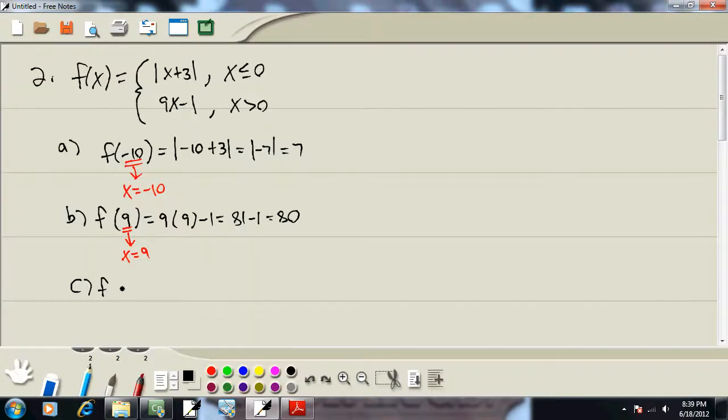And f of 0. Again, the number inside the parentheses is our x, so x is equal to 0. I come up here and see if 0 is less than or equal to 0, or 0 is greater than 0. Well, it's definitely not greater than, it's not less than, but it is equal to, so it goes in this first piece. So we'll plug it in for the x, and we've got the absolute value of 0 plus 3. That gives us the absolute value of 3, which is 3.